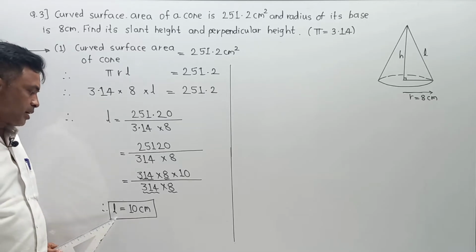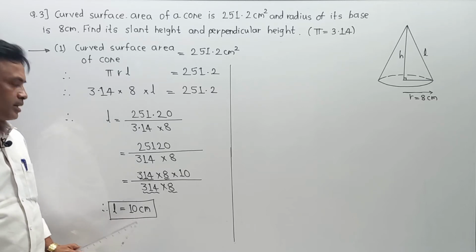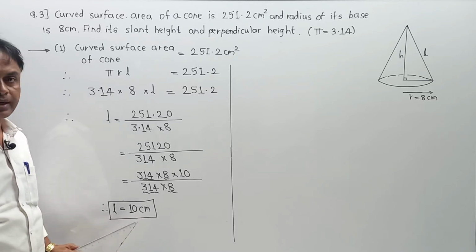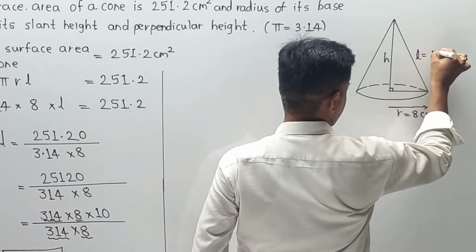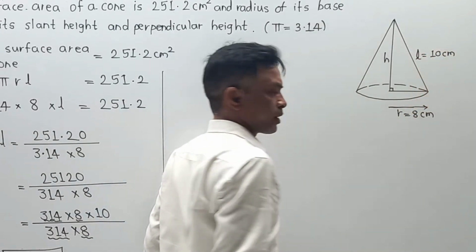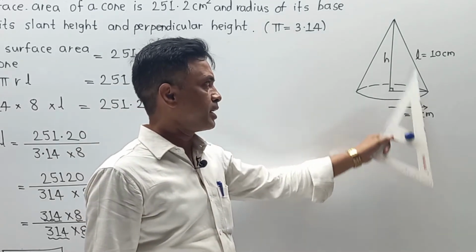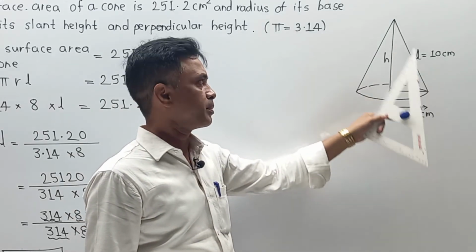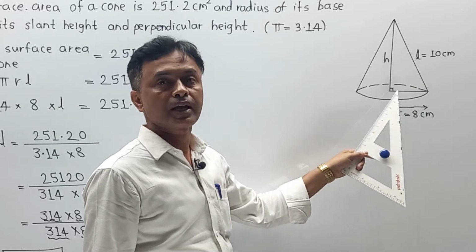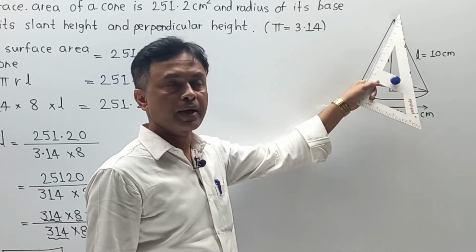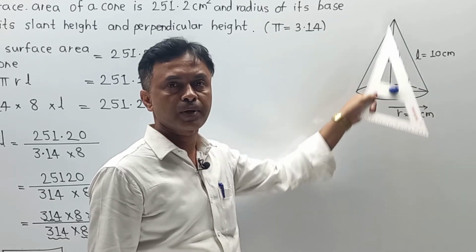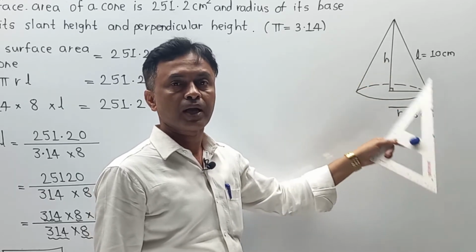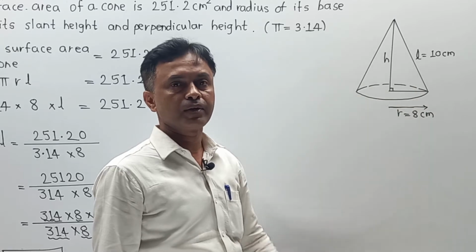Now we are able to get L, that is the slant height, 10 centimeter. Putting that value into the diagram, that is 10 centimeter. Now remember, we know the radius as 8, we know the slant height L as 10 centimeter. We have to calculate the vertical height, and we know that by Pythagoras theorem, h square plus r square is equal to L square, or r square plus h square is equal to L square. With the help of this calculation, we are going to calculate vertical height.